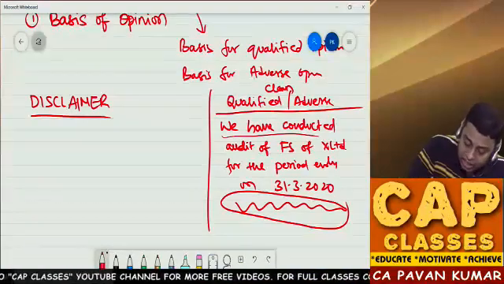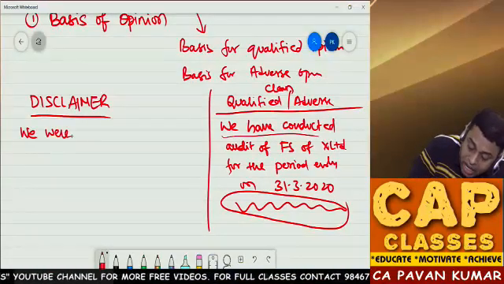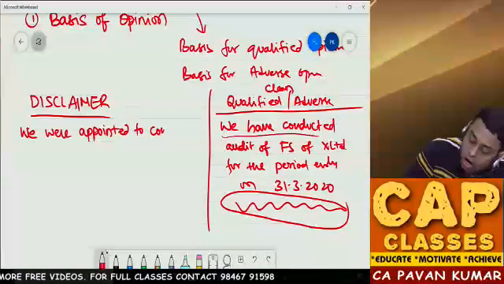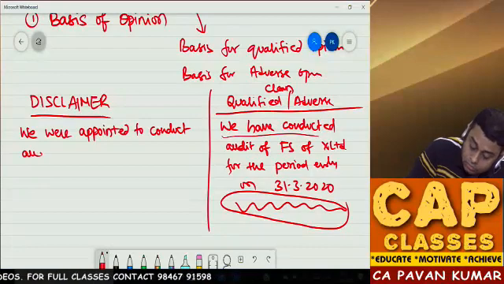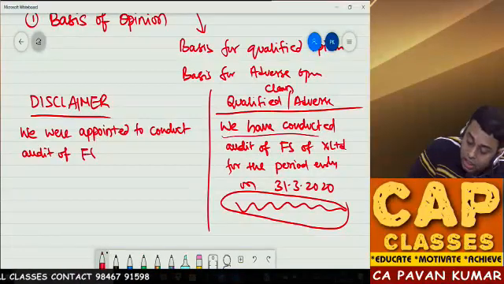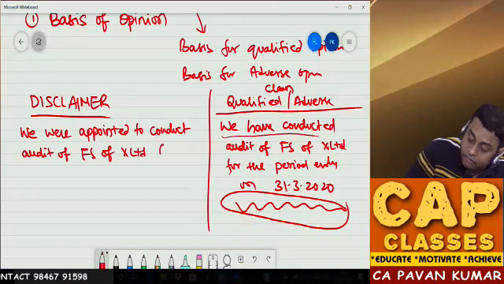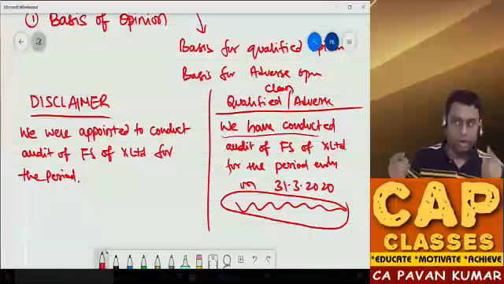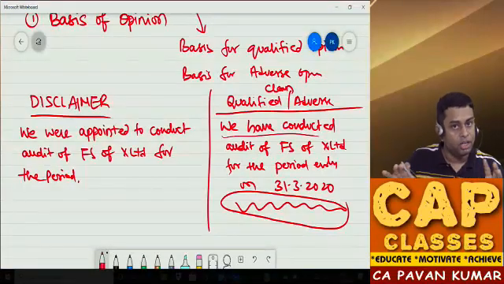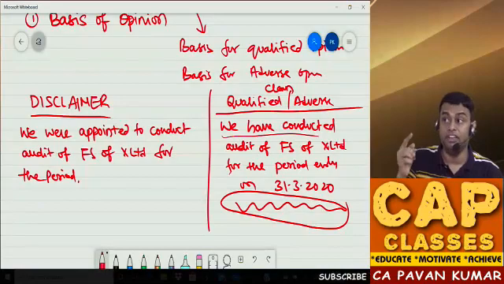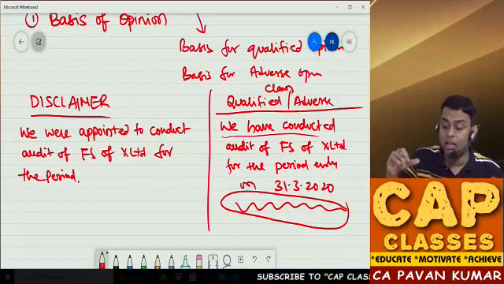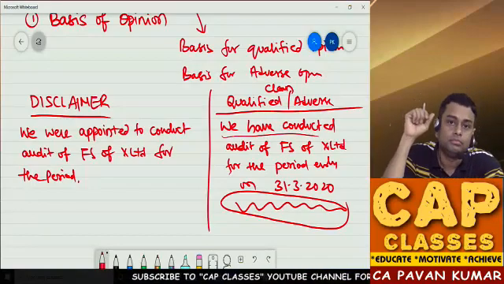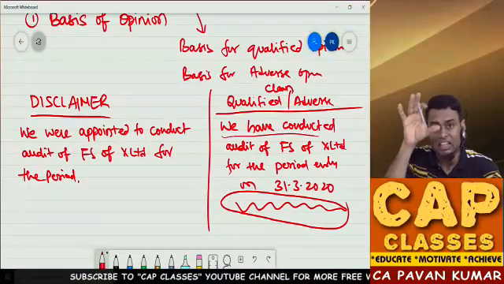Very important to write. We were appointed to conduct audit of financial statements of X Limited for the period so and so, but we were unable to conduct audit. We were appointed to conduct audit, but I cannot say that I have conducted audit. I am unable to conduct audit. Why? Books are not there. So do you understand the difference in the wordings?